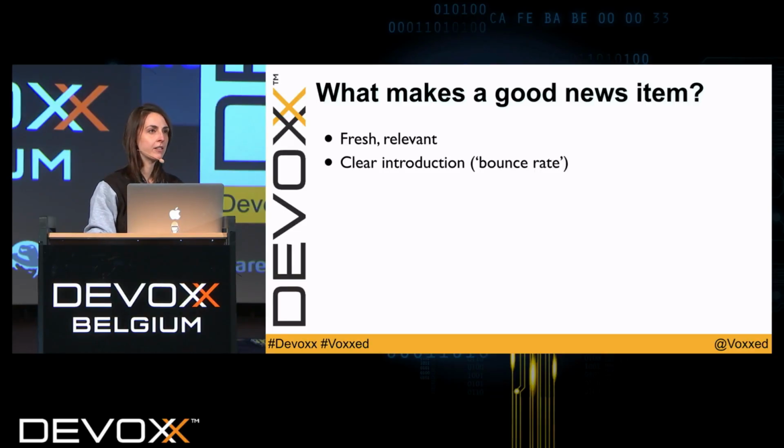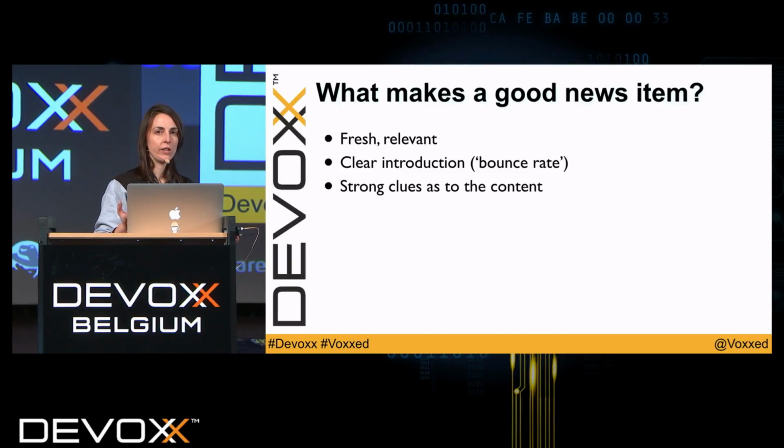A clear introduction. There's something called a bounce rate. I'm sure you've come across it when you're flicking through tabs. I always have about 50 tabs open and I maybe read the first however many words of an article, and that informs me as to whether or not I'm going to read the rest of it. So the introduction is how you really let people know what it's about and persuade them to read it. So it should basically be a who, what, when, where, why, with strong clues as to what the content is.